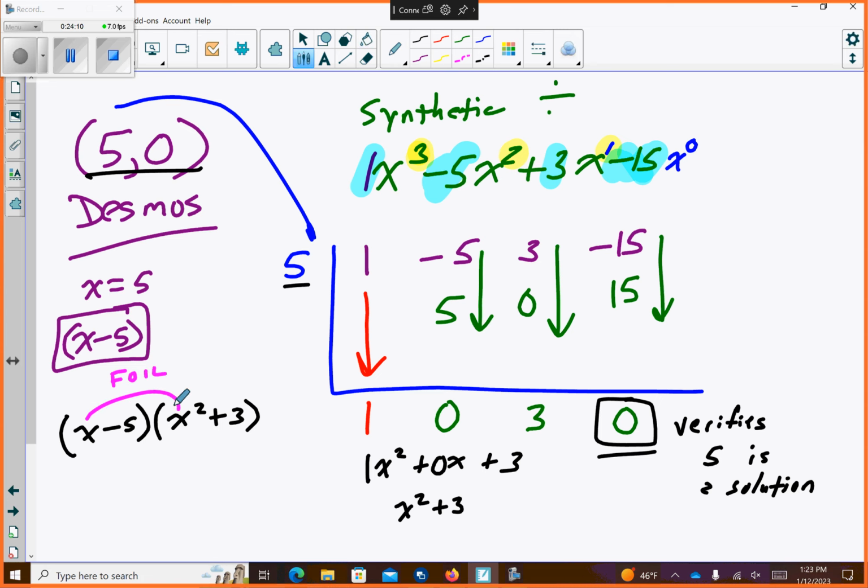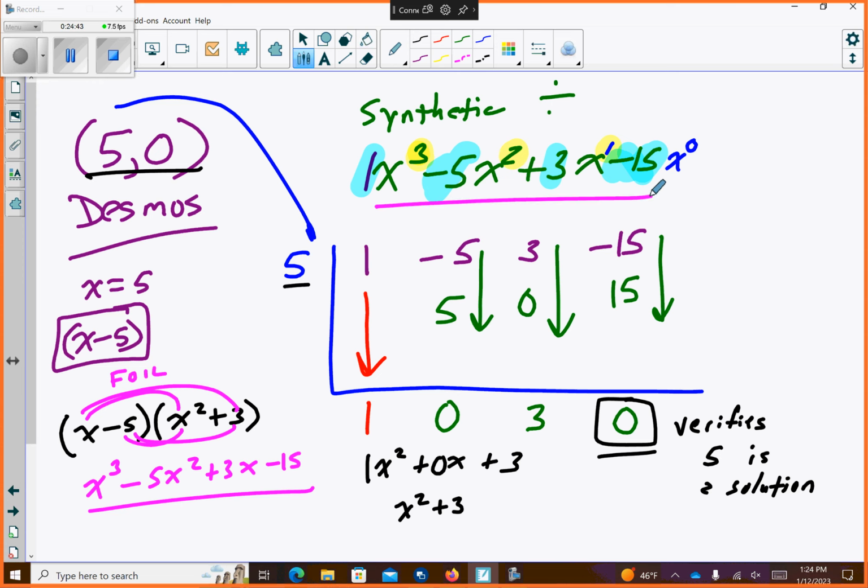X times x to the second power is what? X to the third. -5 times x squared is? -5x squared. X times 3 is? 3x, positive 3x. And -5 times 3 is? My friends, is this the same as this? So it verified. So my answer is the quantity x minus 5 times the quantity x squared plus 3.